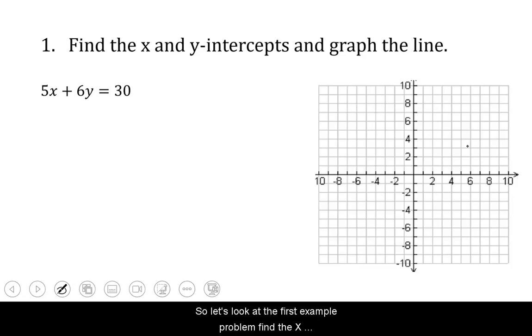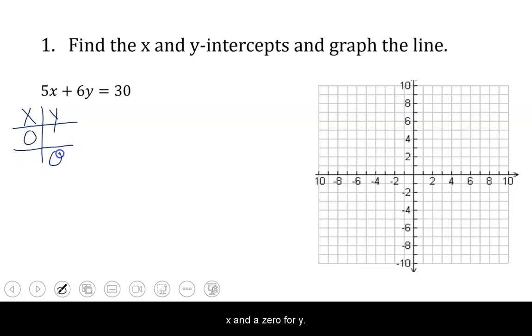So let's look at the first example problem. Find the x and y intercepts and graph the line. So we're given a linear equation, so we need to find the x and y intercepts. What I typically do first for x and y intercepts is make my table and put a 0 for x and a 0 for y. And then I'm going to use the linear equation and plug in those zeros and solve.